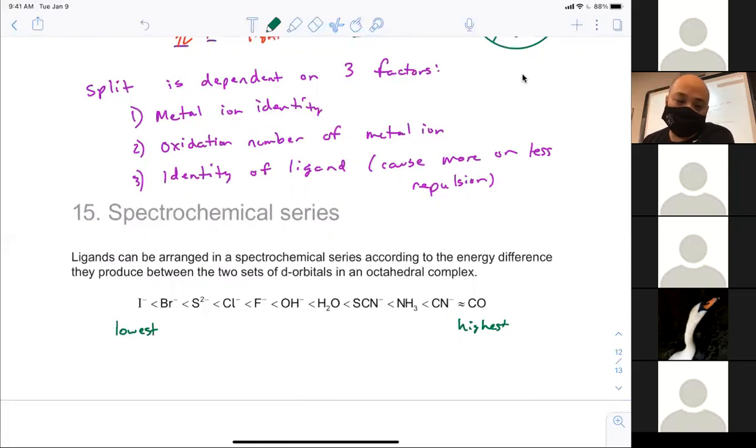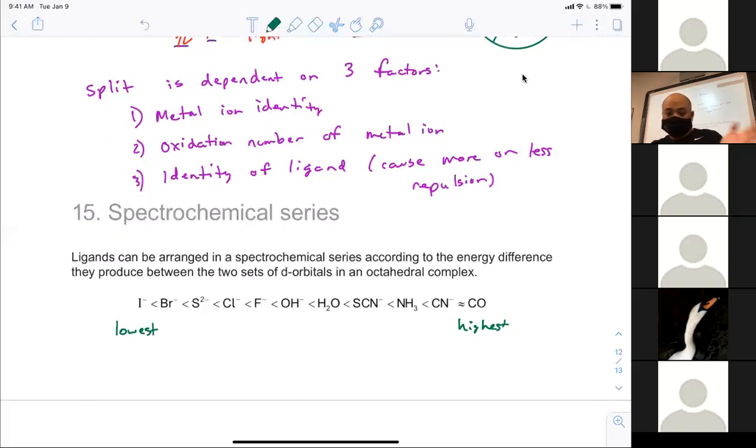So you do want to understand that. I don't think they would ask you to predict the color, but they might say compare the energy of the colors absorbed between chloride and hydroxide. Well, you'd say hydroxide has a higher energy difference, so it absorbs a higher energy color than Cl minus would. I don't think they'd actually ask you for a color. It'd just be relative to each other.